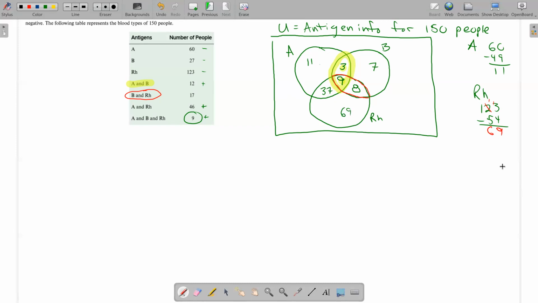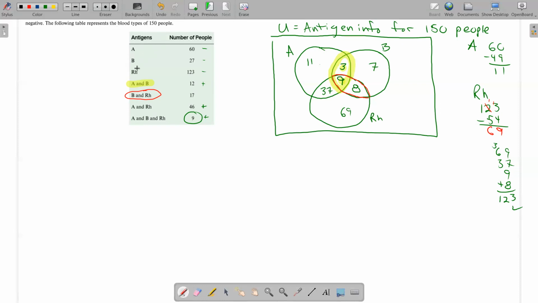And we should double check that. So if I take that 69 plus there's 37 plus the 9 and the 8, make sure that comes out to that 123 there. So 9 and 7 is 16 plus 9 is 25 plus 8 is 33. 3 and 6 is 9, 10, 11, 12. There's my 123. Okay, so it does check out.